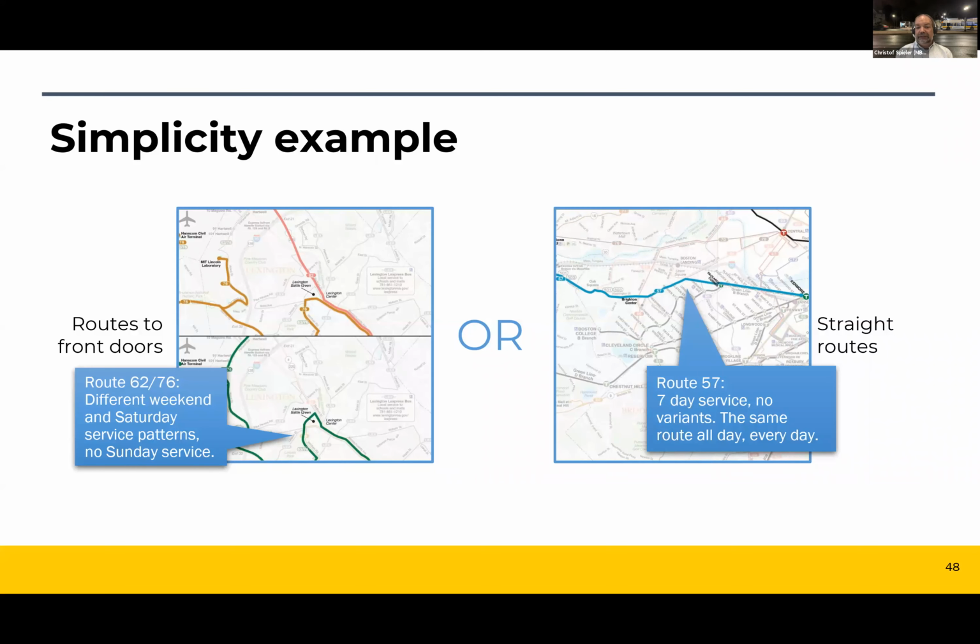But we also have some routes on the system that are very straightforward. Route 57, 7-day-a-week service, no variance at all. It's the same route all day, every day. Every bus goes to the same spot. Next slide.